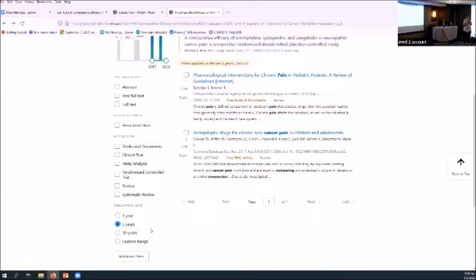So maybe for my initial search, I would say, I'm just interested in meta-analysis and randomized controlled trials. Not, I don't know, clinical trials might be experimental or quasi-experimental.